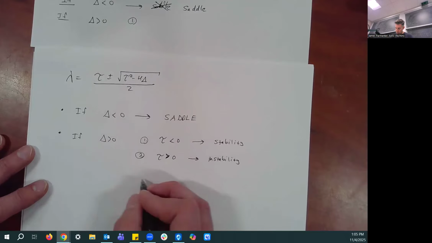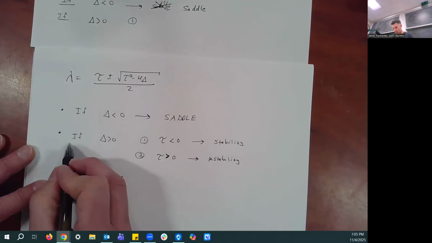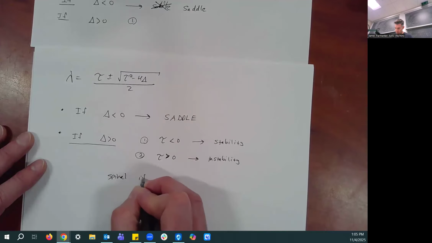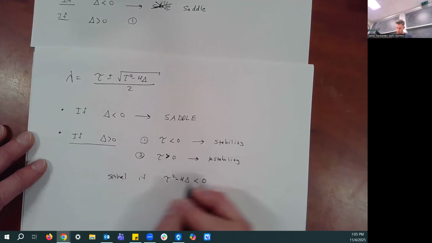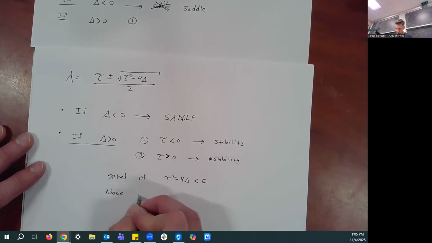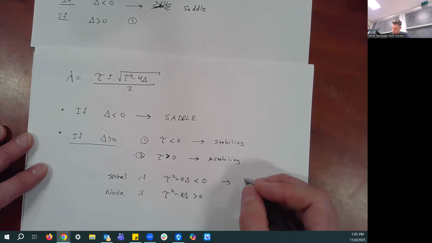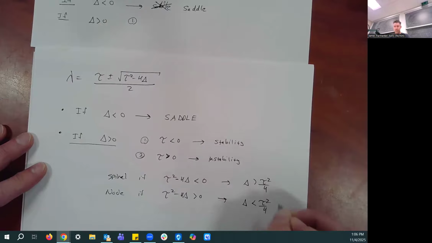So we know that we have a spiral. This is still all under the situation where the determinant is positive. We get a spiral if tau squared minus 4 delta is negative. We get a node if tau squared minus 4 delta is positive. This is usually written as delta is greater than tau squared over 4, or delta is less than tau squared over 4.